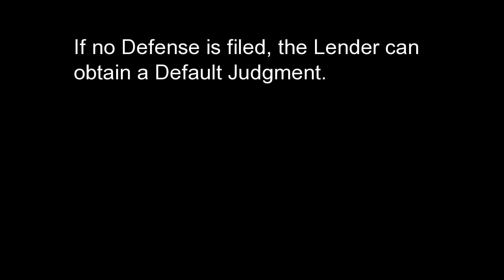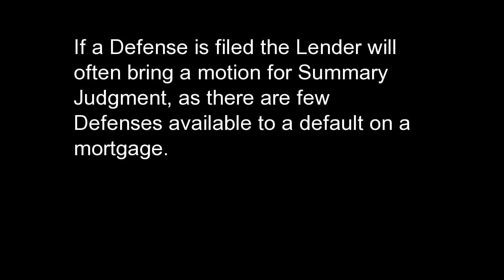The homeowner has 20 days from receiving the statement of claim to issue a defense, or 30 days if they issue a notice of intent to defend. If no defense is filed, the lender can obtain a default judgment. If a defense is filed, the lender will often bring a motion for summary judgment, as there are few defenses available to a default on a mortgage. In either event, judgment is usually obtained in short order.